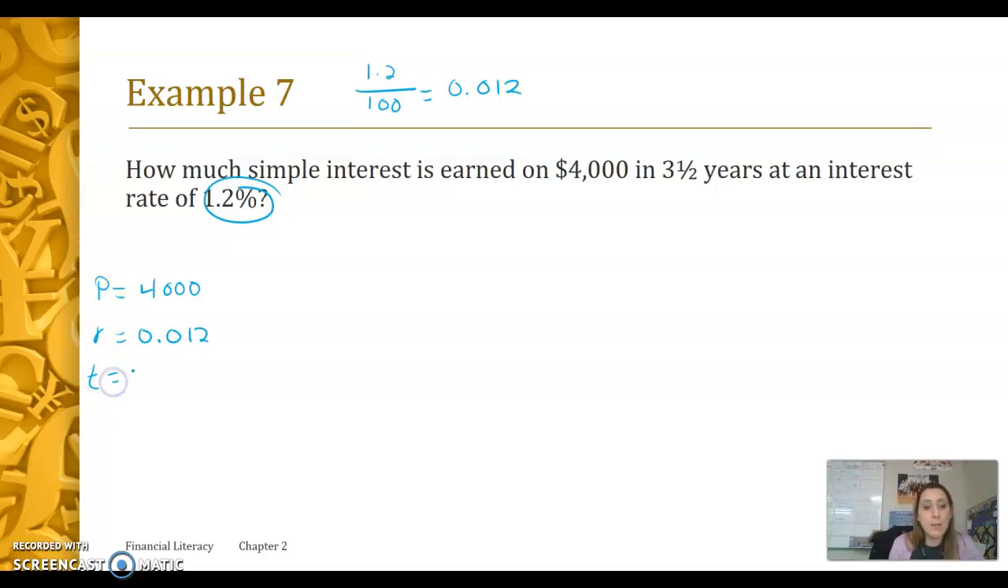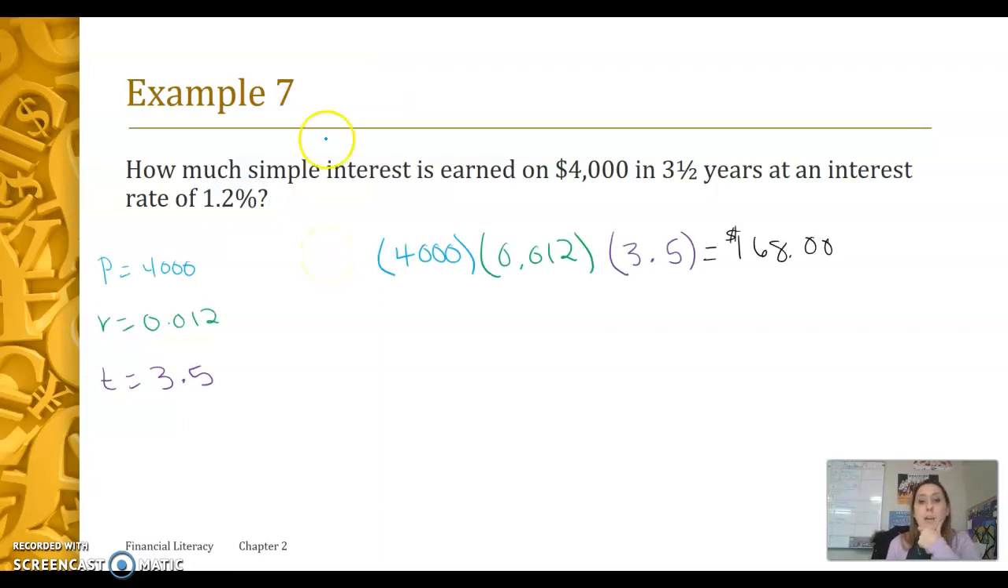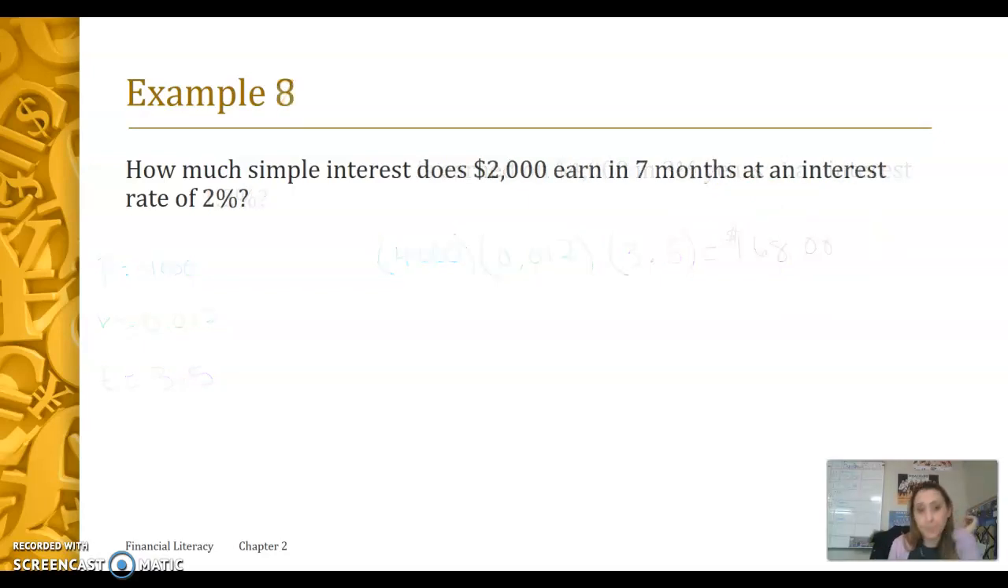All right, so our time is 3.5, and I'm going to write it as a decimal just because it's a little bit easier. And then we end up with 4,000 times that. This one was only asking how much interest was going to be earned, and so my final answer is just 168. So that is how you would do that one. How much simple interest is earned? This one's asking the same kind of question. So go ahead and set this up in your notes, hit pause, and then we will get to the answer.